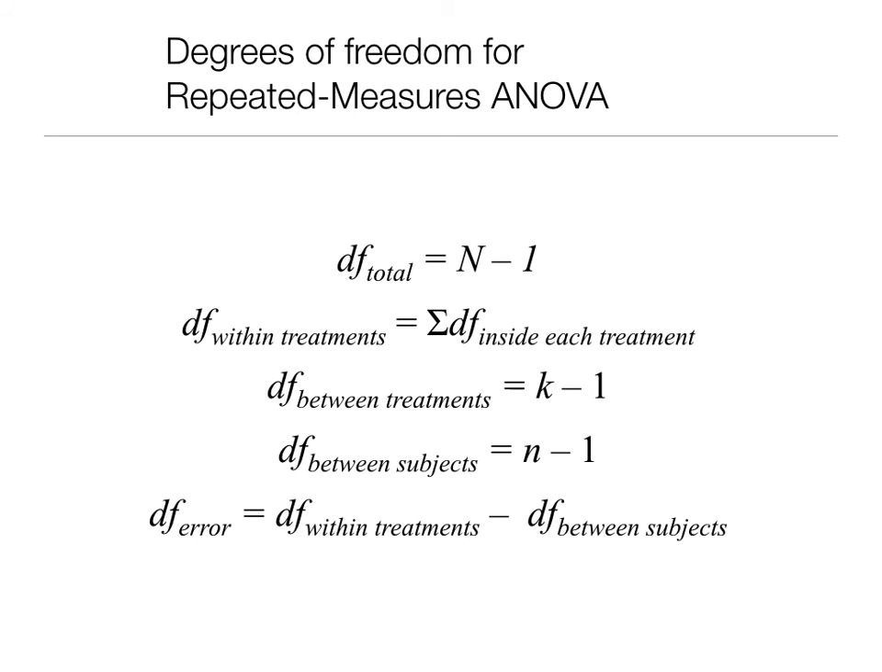Here are degrees of freedom formulas. Again, degrees of freedom total, within treatments, and between treatments are absolutely the same. Between subjects is a new formula. And again, we'll just take the number of people minus 1. And then degrees of freedom error is new as well, but it's still additive the way that sums of squares was. So we'll just take within treatments degrees of freedom, subtract out between subjects degrees of freedom, and that leaves us with degrees of freedom error.